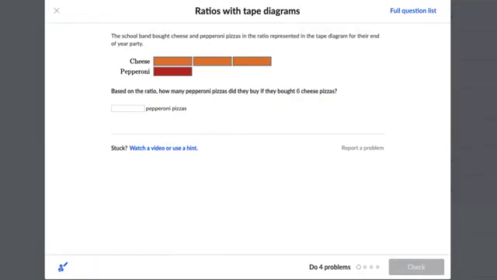Let's just do a problem to try it out. You can pause the video now and see if you can solve this problem on your own first.